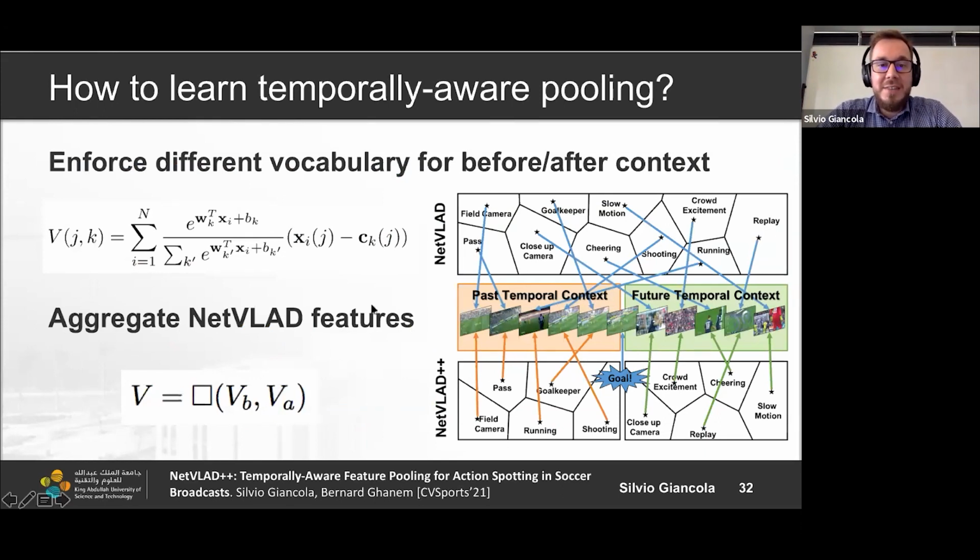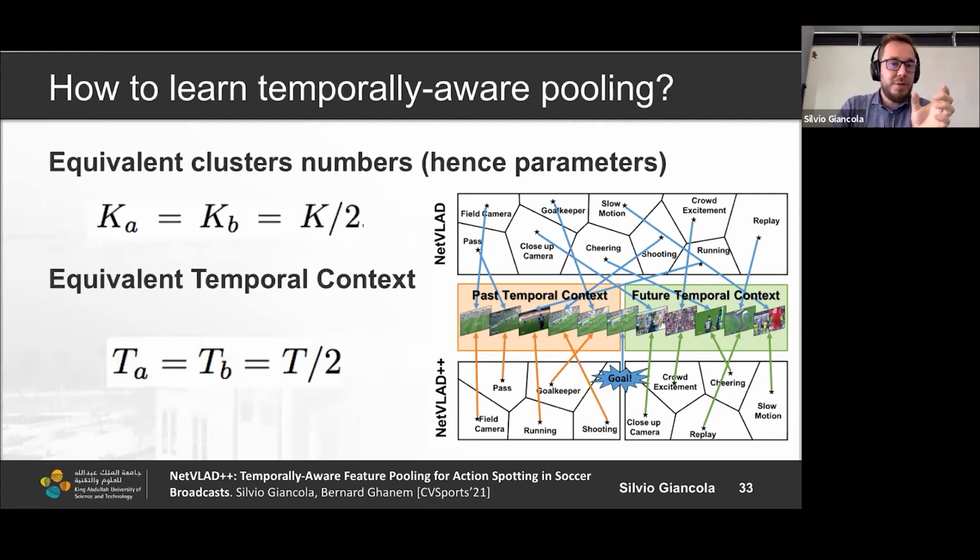Now that NetVLAD is very clear to you, what NetVLAD++ is actually doing is you create two NetVLAD features, using for each of them half the number of clusters and half the temporal size. And you get two NetVLAD features, VB and VA, as V before the actions and V after the actions. And you just aggregate that by concatenating the two features that you have. So rather than having one single K times D, what you'll have is actually written here.